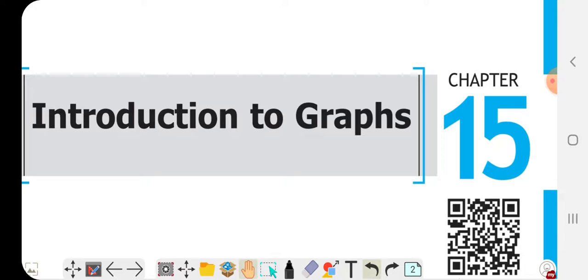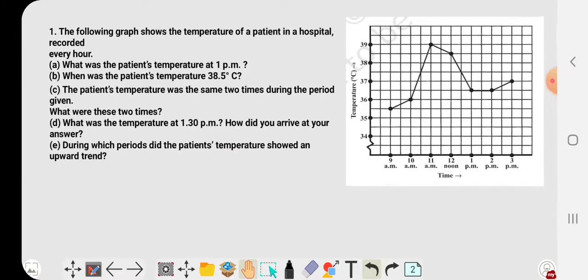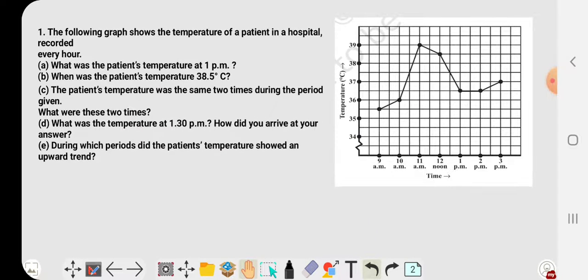In the previous video, yesterday, we understood the types of graphs. If you have not checked that video, kindly go through that video first. Then we are going to do exercise 15.1. This is the first question of 15.1.